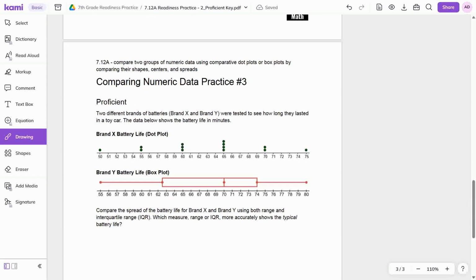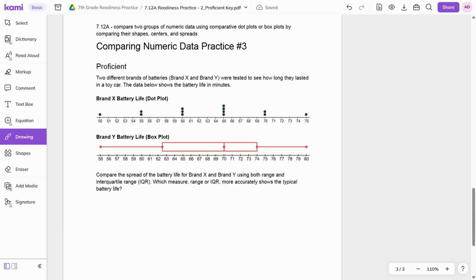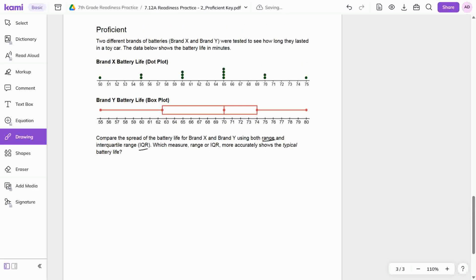And then for number 3, I've got a dot plot and a box plot. And so that's kind of interesting. Normally we'll see two of the same kind, but let's compare one kind to the other. So I need the range and the interquartile range. All right, and so let's take a look. The range is going to be easy. The interquartile range is going to be a little bit more difficult because of that dot plot.